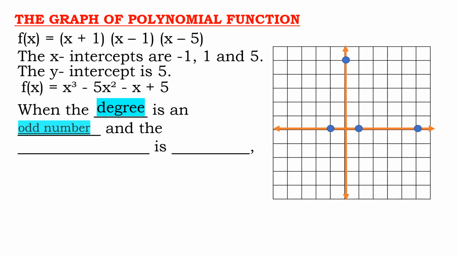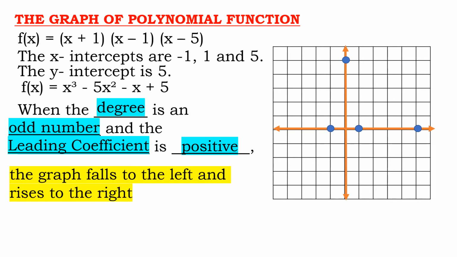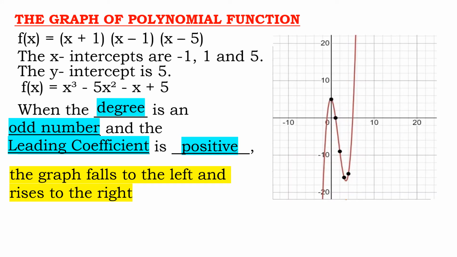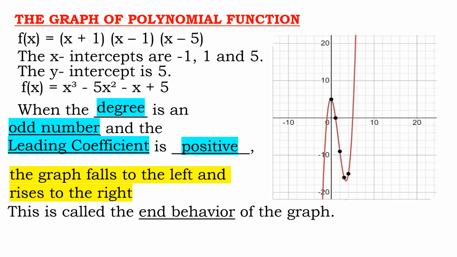When the degree is an odd number, so, ano ba yung degree ng polynomial natin? It is of the third degree. And we know that 3 is an odd number. And the leading coefficient, ano ba ang leading coefficient niya? Positive ba o negative? Okay. When the degree is an odd number and the leading coefficient is positive, the graph falls to the left and rises to the right. Tingnan natin. Ayon. Falls to the left. Asan ba yung left mo? Then rises to the right. Ang tawag dyan ay end behavior of the graph.